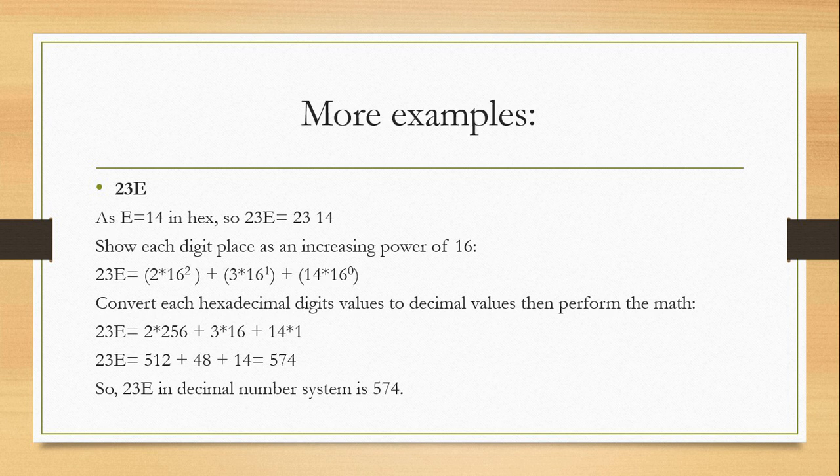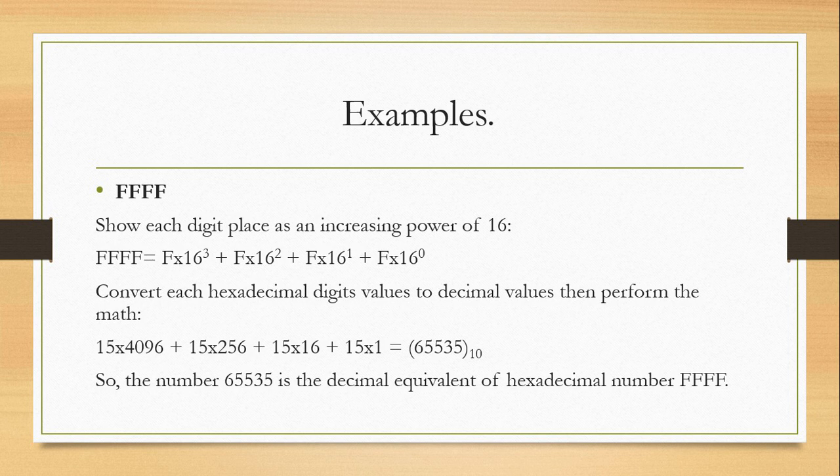2 into 16, and the power is the location of that digit in the figure. Then multiply them and sum them all. 574 is the decimal number in decimal number system. F represents 15 in hexadecimal system, so we have to just multiply them all, and then their sum is equal to 65535 in the decimal system. 65535 is the decimal equivalent of FFFF.